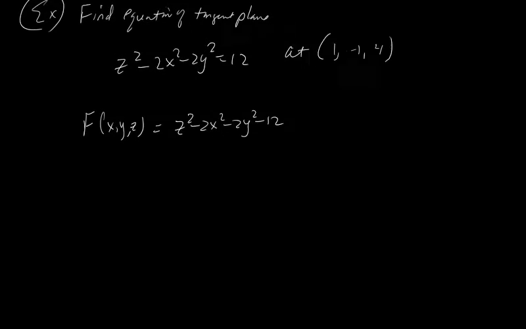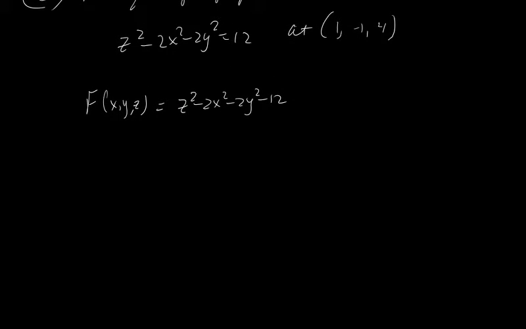Okay, so I'm going to need my partials, and then I'll have those partials times x minus, and I'll do that for each of these. So my partial with respect to x is equal to negative 4x. Okay, so at 1, negative 1, 4, I'm going to get that F sub x is equal to negative 4.